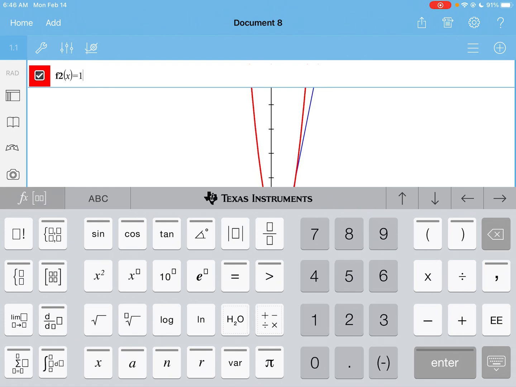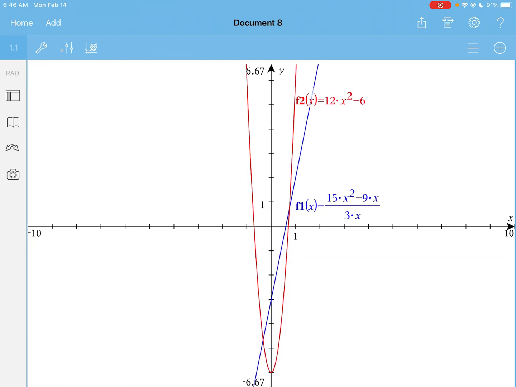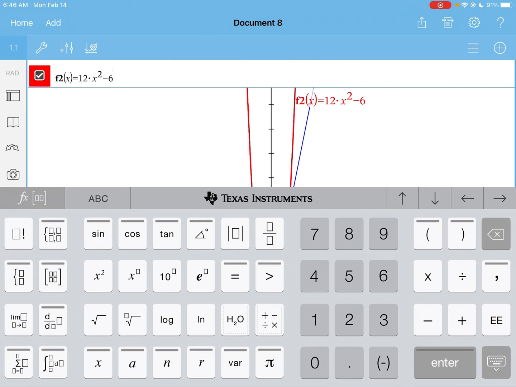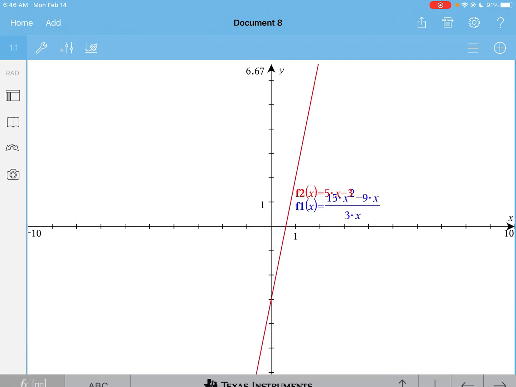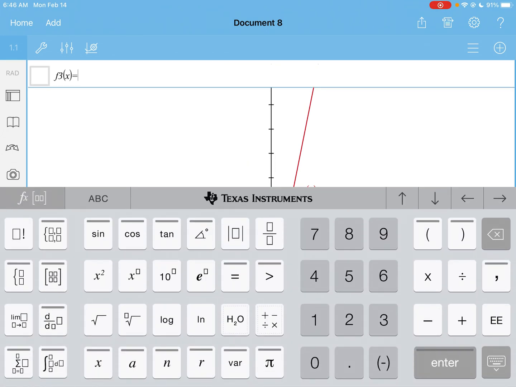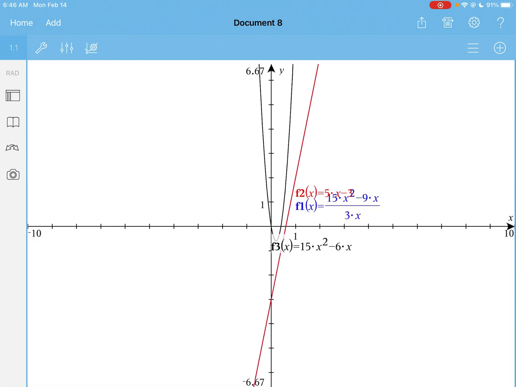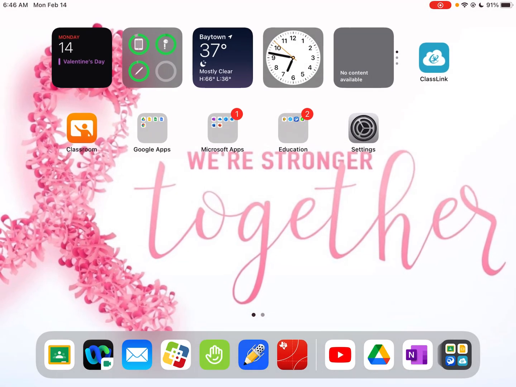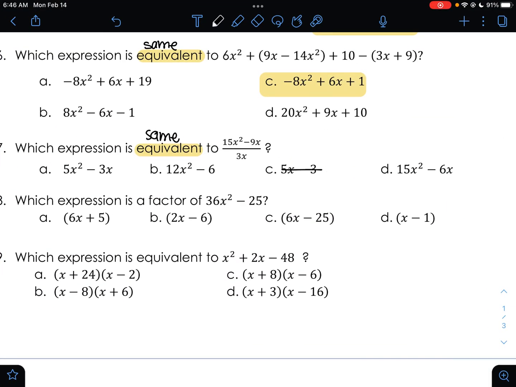Okay, so I'm going to go ahead and type in answer choice B, which is 12x squared minus 6. Oh, that makes a parabola as well, so we don't want that one. 5x minus 3, does that work? That red one looks a lot the same. Let's double check answer choice D. 15x squared minus 6x. That makes another parabola, so it looks like our answer is C.